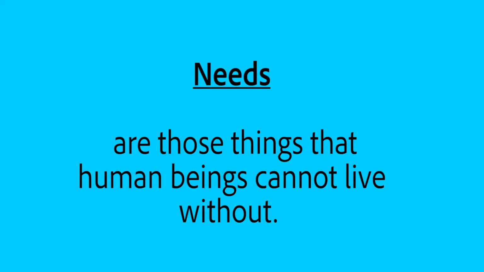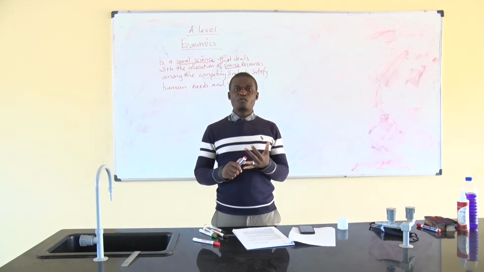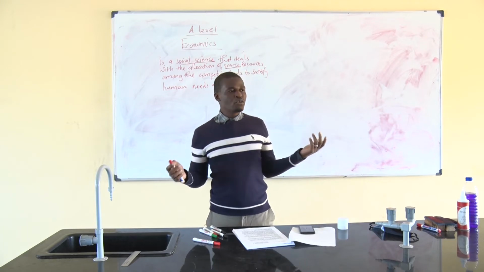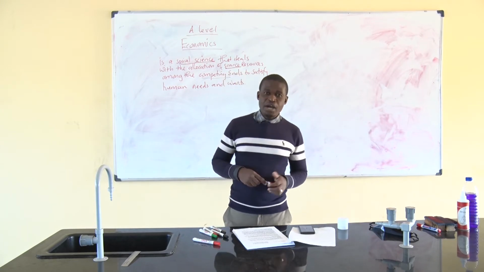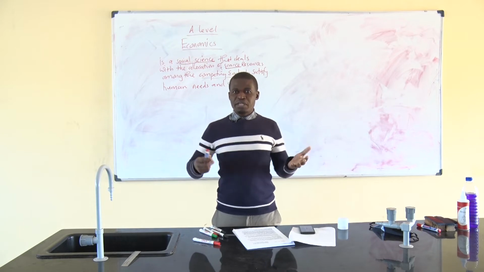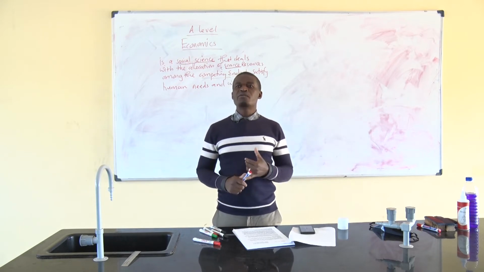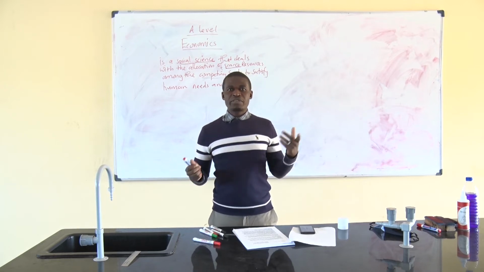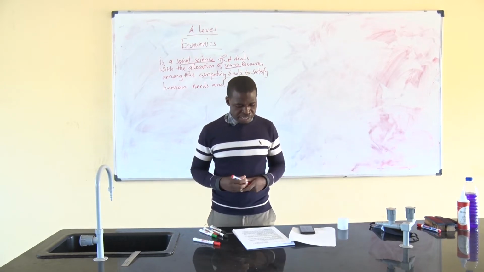What are needs? Needs are those things that human beings cannot live without, for example, shelter, food, and health. Needs can even include education as well. What are wants? Wants are those things that people want to use, but they can live without without being themselves affected. People want television, cars, and aeroplanes, but they can live without those things.